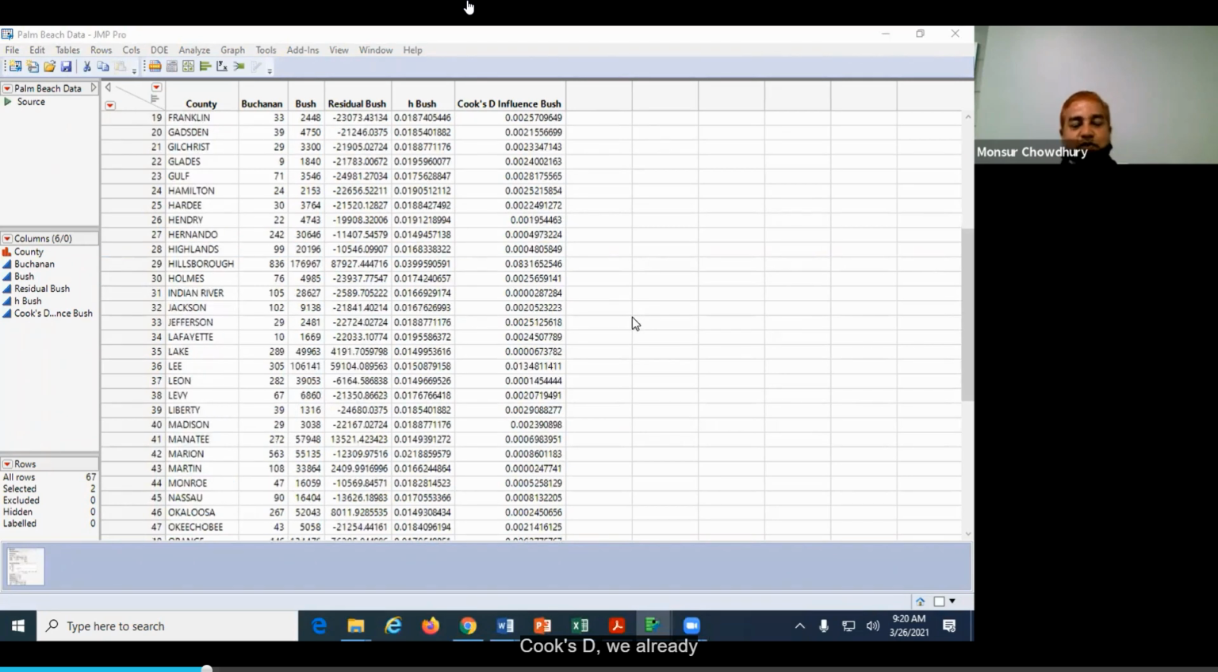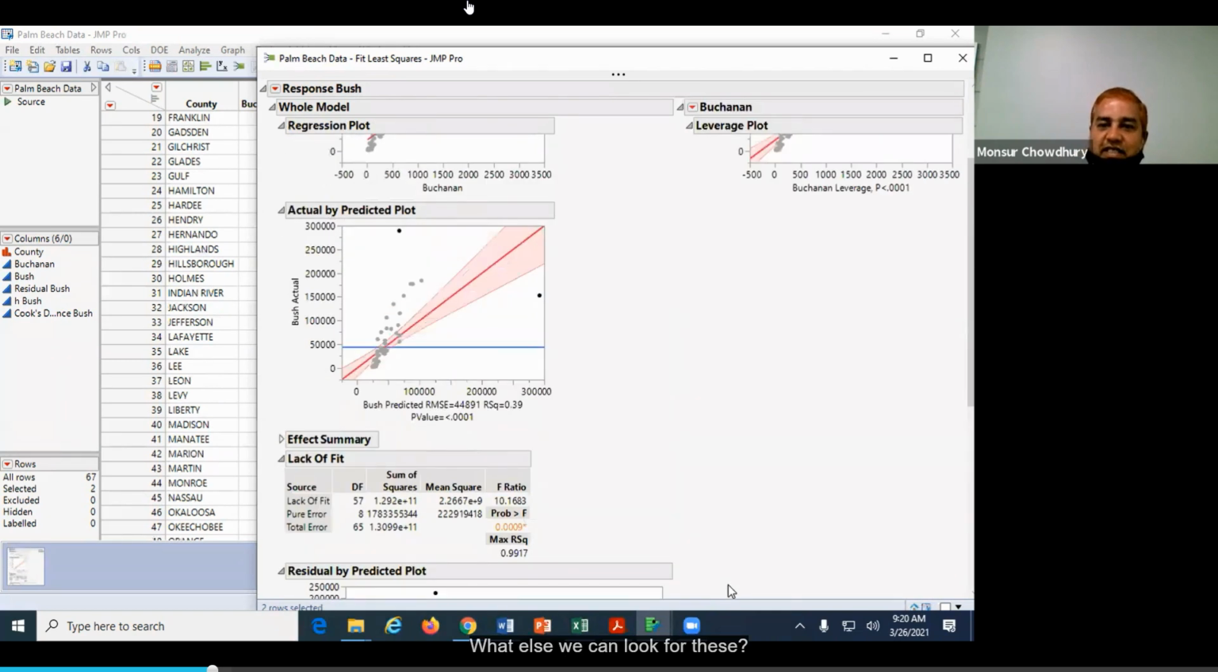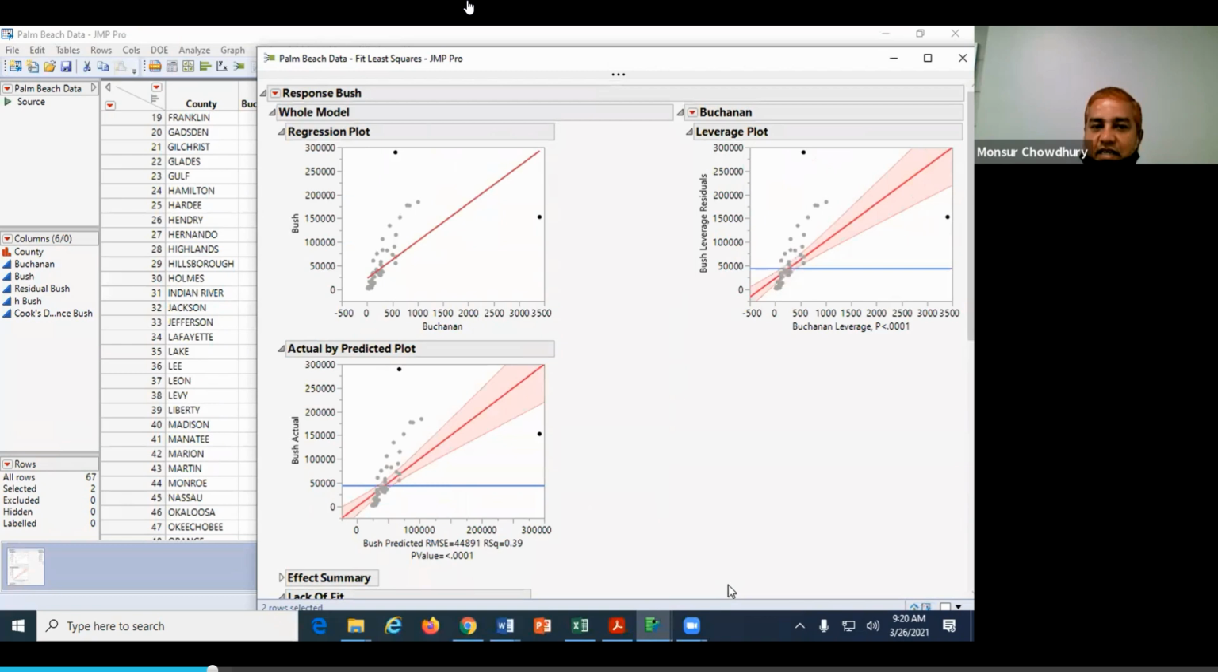So we already identified that these are the two unusual values in our scatter plots here, as well as in these residual plots. Now, what else can we look for? I would like to know, if we delete this observation and refit the models, what happens to this relationship?